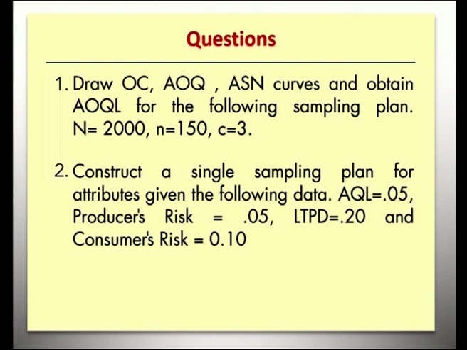Another example is construct a single sampling plan for attributes given the following data. That is constructing the plan in the sense you have to find out the values of capital N, small n and C from the values given. That is AOQL is given to be equal to 0.05 and producer's risk is given to be equal to 0.05 and LTPD value is given to be equal to 0.20 and consumer's risk is 0.10.